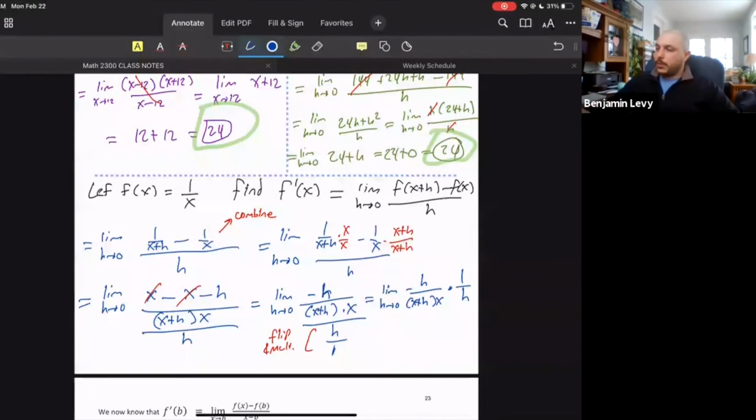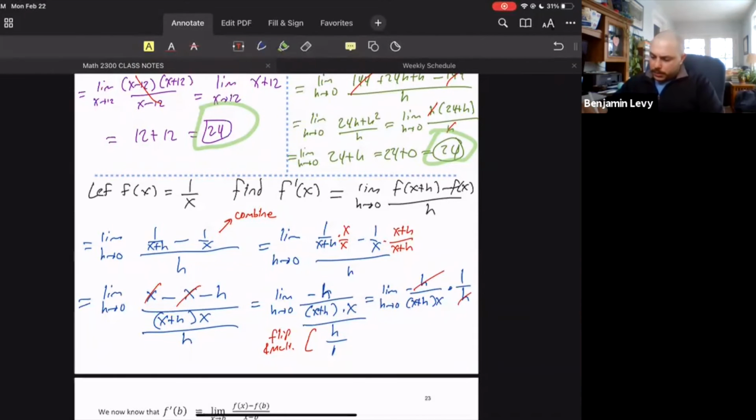Right, so the h over 1 becomes 1 over h. And then the h's cancel because you have h divided by h. And that's the goal, right? We're trying to get rid of these h's so that we can plug in 0. And we're now ready to do that because enough h's canceled out.